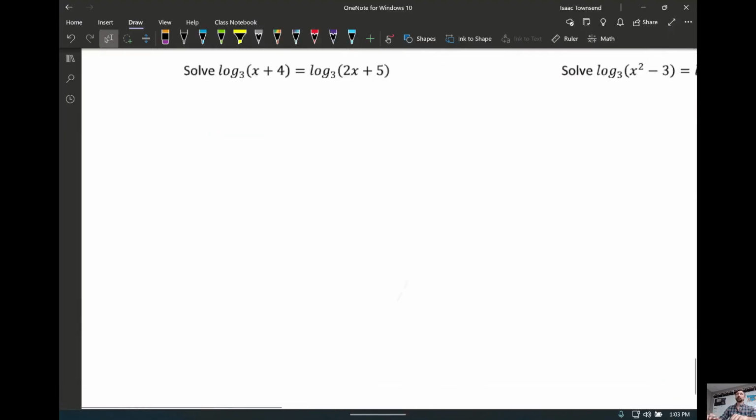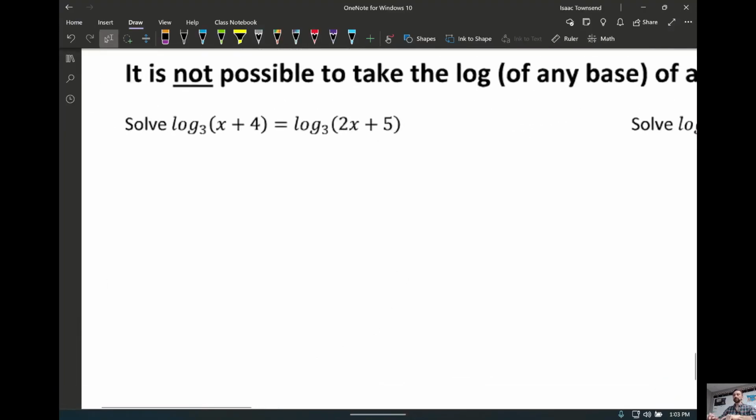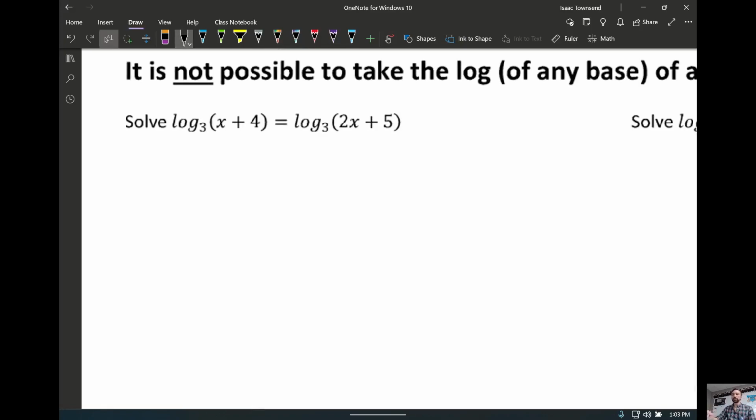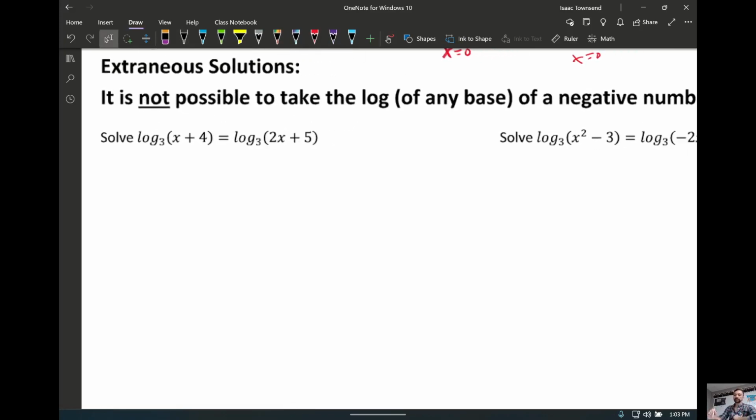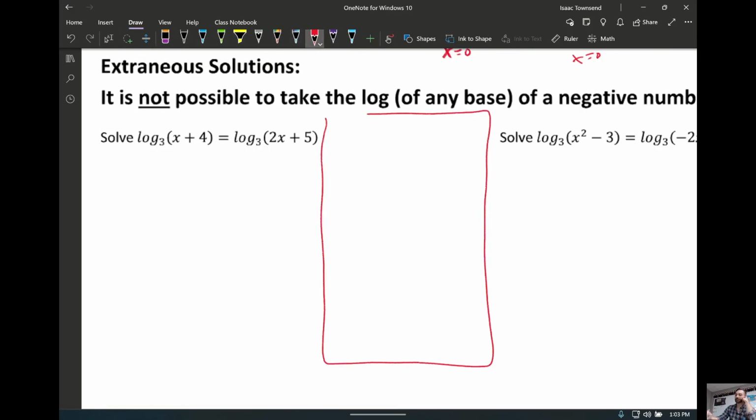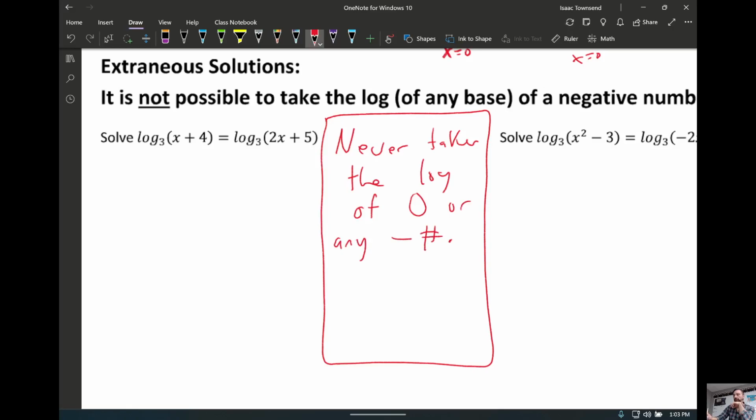Okay, so last part, I'll give you an example of some of these questions. Again, these work out really nicely, but we have to be careful not to take extraneous solutions. And so an extraneous solution is going to occur, and you need to add this to your notes: never take the log of 0 or any negative number.